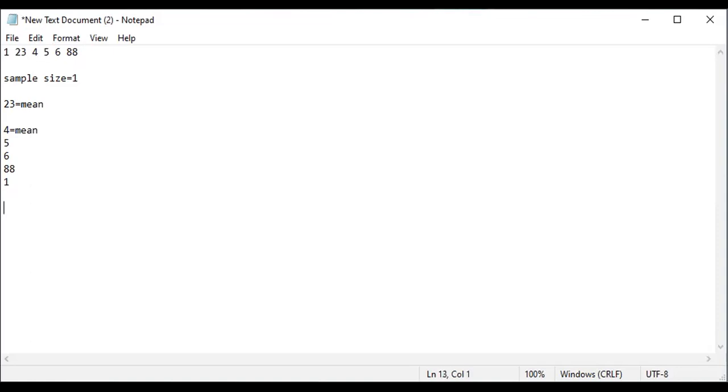But if your sample size is 2, then it may be 1, 2, or 2, 3, or it may be 1, 4, it may be 4, 5, combinations of 2, it may be 6, 88. Then your mean is just, you have to add these two values and divide by the sample size. That is 2 plus 1 in that case.